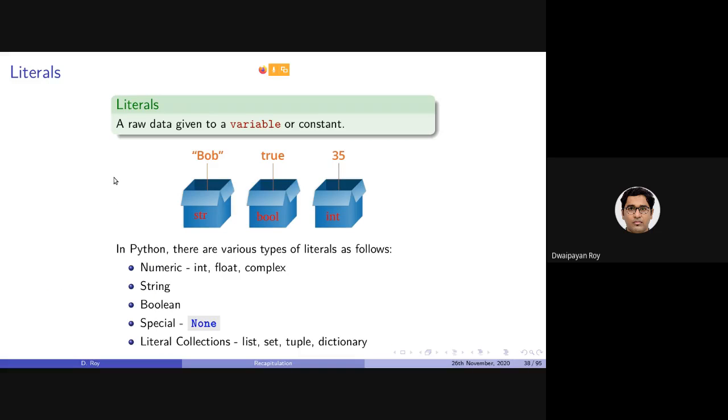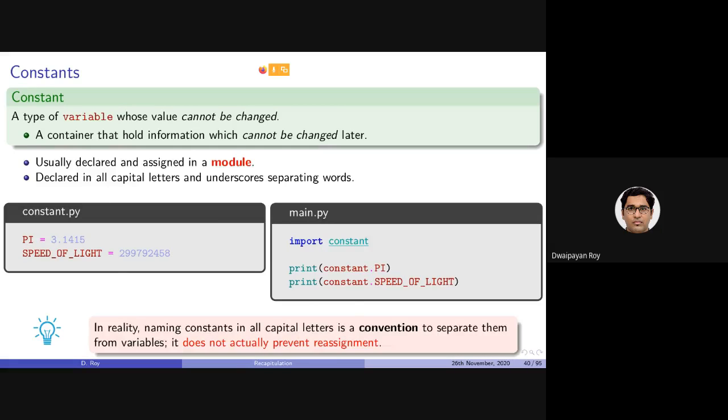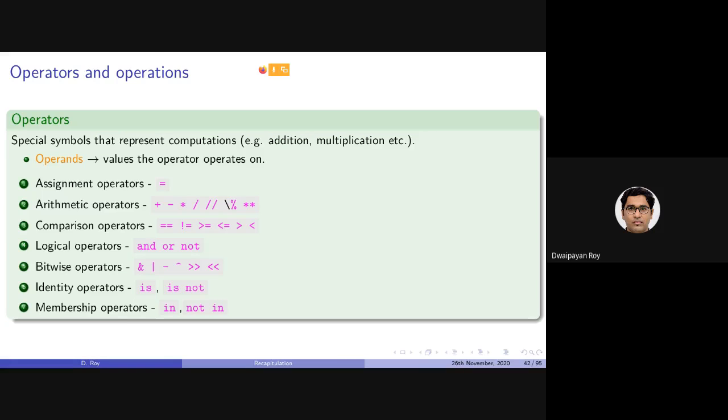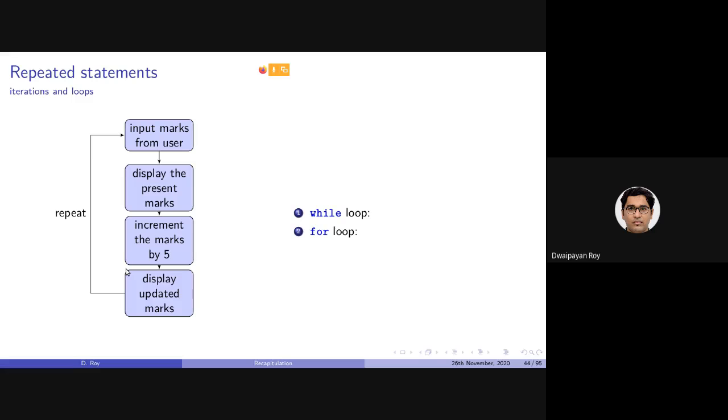We had also talked about literals, constants, and Python expressions, which are the base of any programming. We had also discussed different operators and where they are applicable. We had elaborately discussed Python statements, basically four kinds: assignment statements, conditional statements, general statements, like the print statement here, and the import statement.